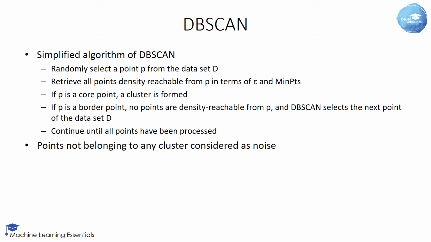The DBSCAN algorithm then works as follows. Randomly select a point P from the dataset D. Then retrieve all points density reachable from P in terms of epsilon and min-PTS. If P is a core point, a cluster is formed. If P is a border point, no points are density reachable from P, and DBSCAN selects the next point of the dataset D. Continue until all points have been processed. At the end of the algorithm, the points not belonging to any cluster are considered as noise.